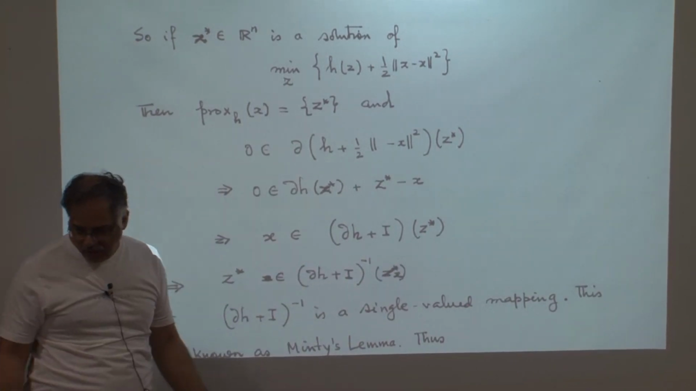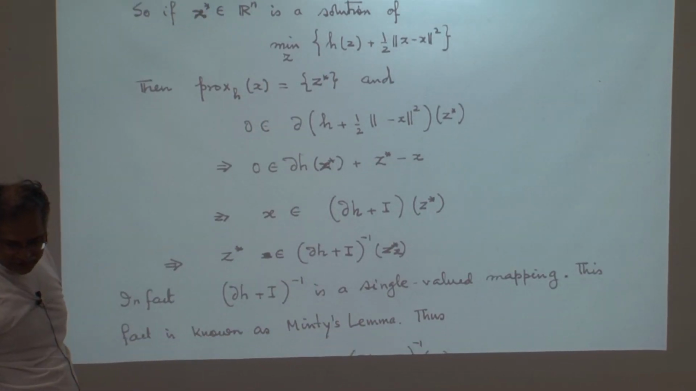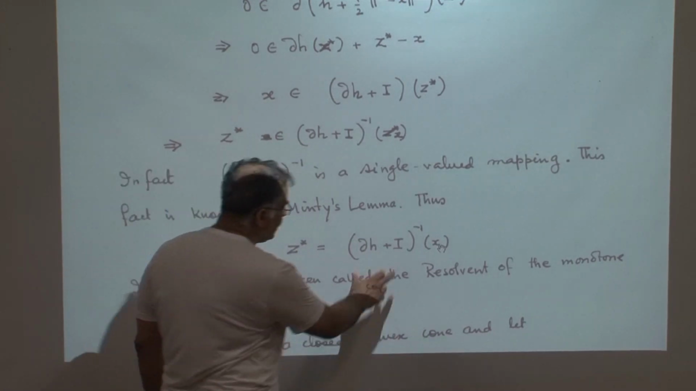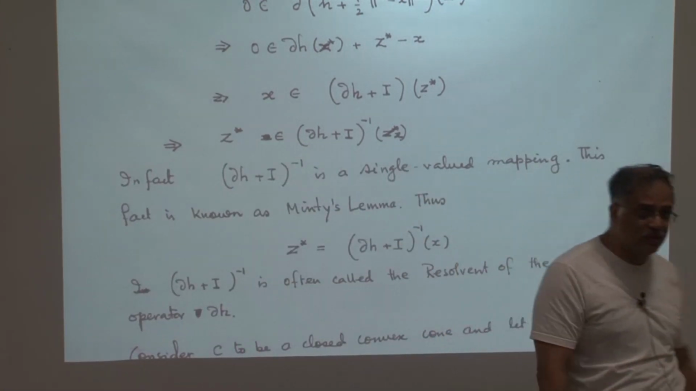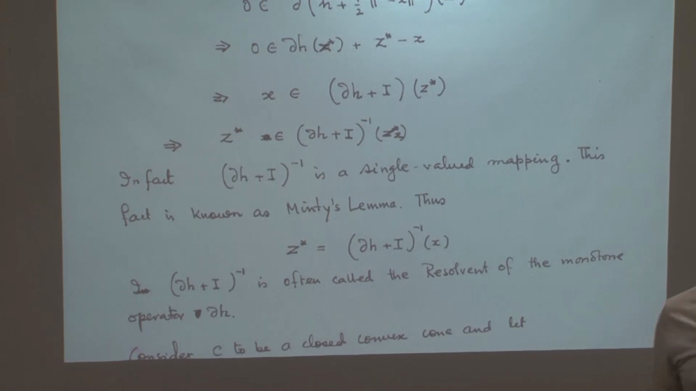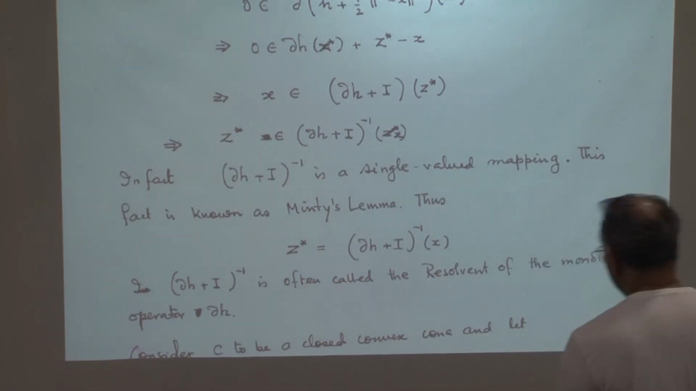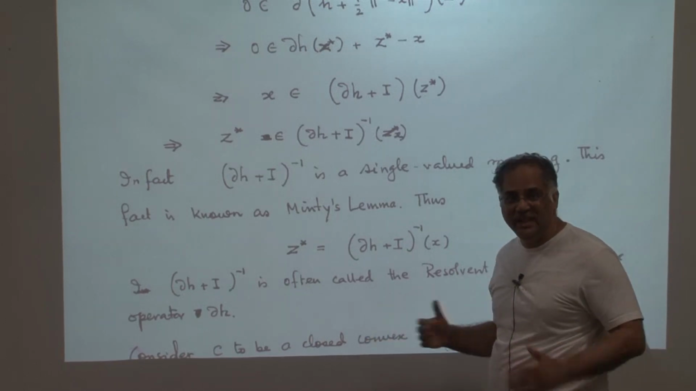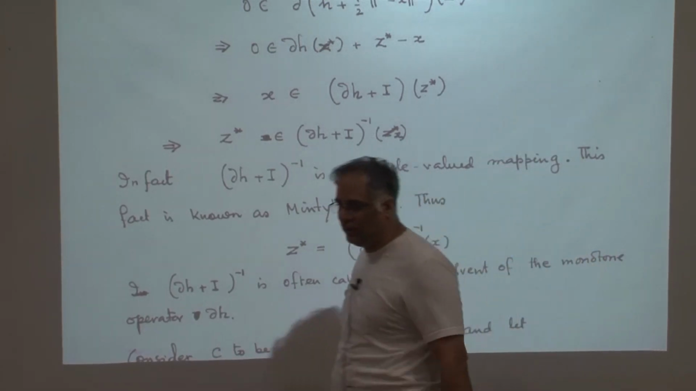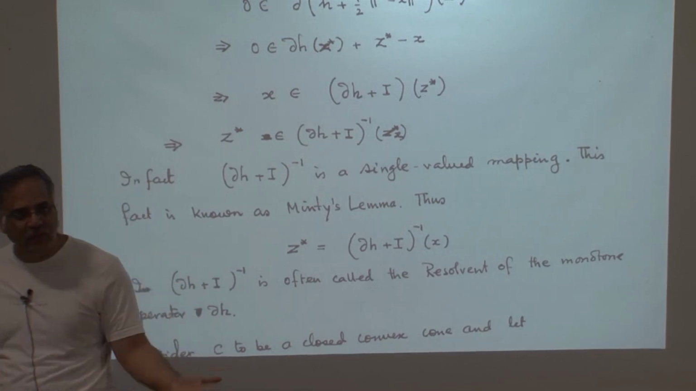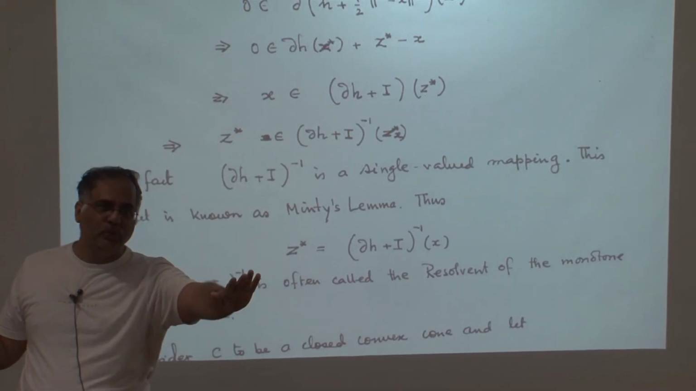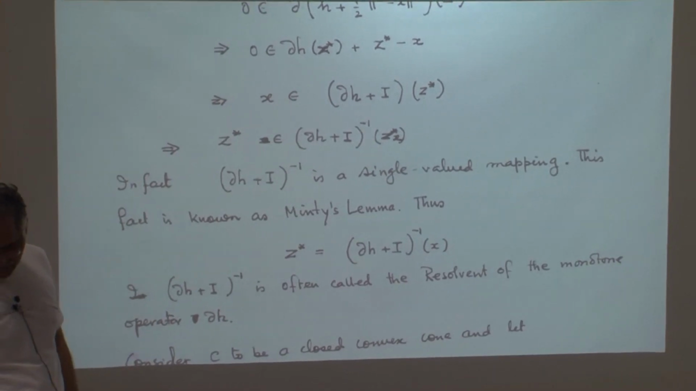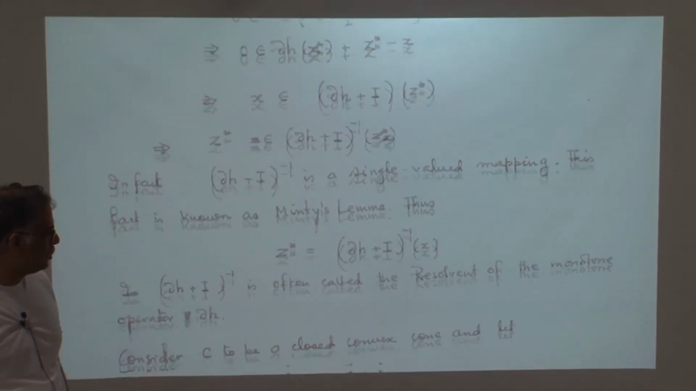So here, z star is the element of this, but this is actually single valued. This is called Minty's lemma, and then we can write z star is exactly equal to this. So this is a single valued mapping, and this is one of the most wondrous results of modern convex analysis, that this which looks absolutely set valued, its inverse is a single valued map. Del H plus I is a set valued map, because I have not put any differentiability assumption on H. It is called the resolvent of a monotone operator.